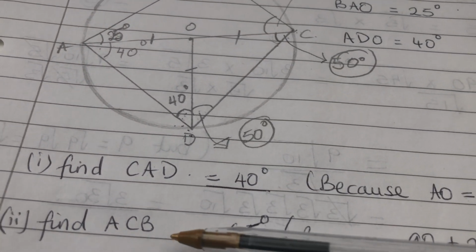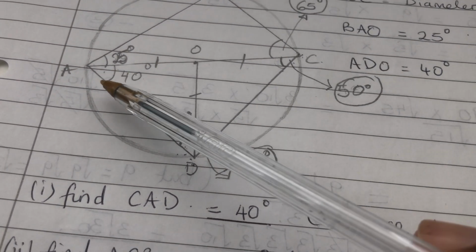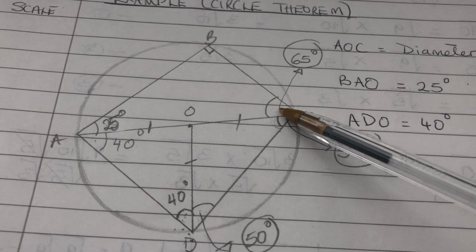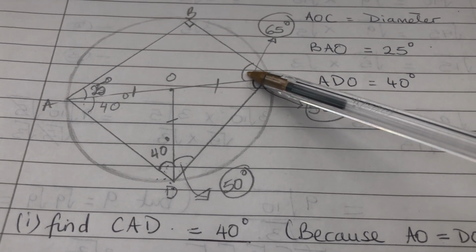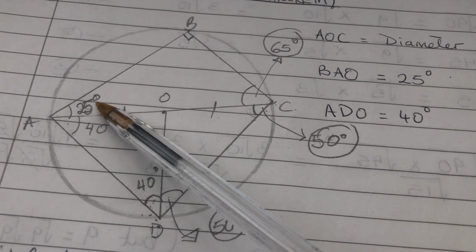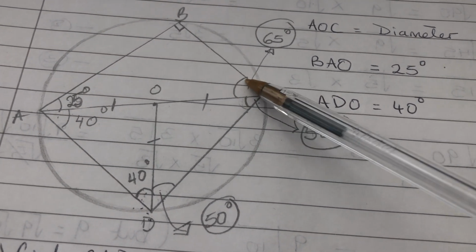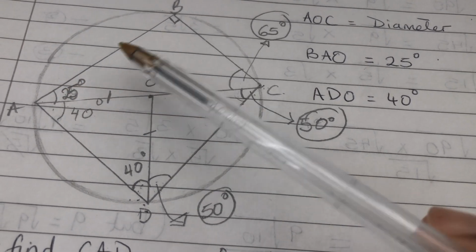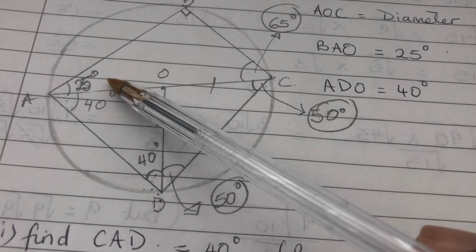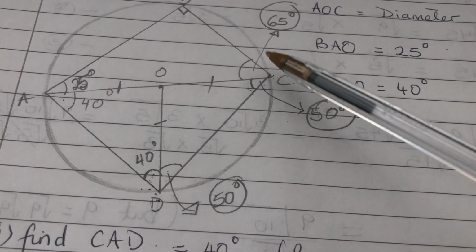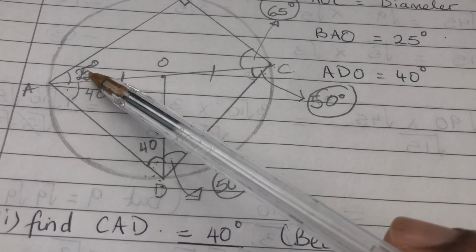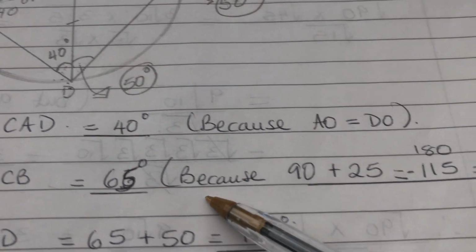Now find ACB. So AC, B, this angle here. What did I do? If I've been told this is 25, and that is 90, because that's a chord and there, so this is 90. So if that is 25, 25 plus 90 minus 180, or 90 minus 25, that will be 65 here.